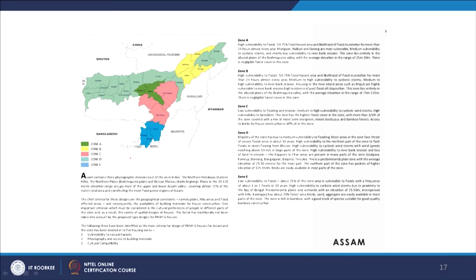I'll show you one example of it. Take the state of Assam, where you have zone A here and zone B, and zone C, which is towards the Bangladesh and Manipur side, and you have zone D and zone E. They are all classified by vulnerability to natural hazards, physiographic and access to building materials, and cultural compatibility. Here they have even described what zone A comprises, in the high vulnerability especially to floods, what kind of floods and riverbank erosions they are talking about, and also what kind of elevations and forest cover. So that's how the descriptions of each zone have been given.